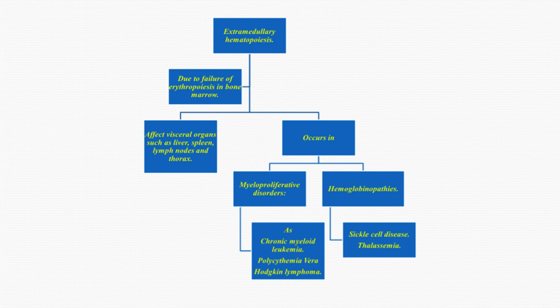Extramedullary hematopoiesis is due to failure of erythropoiesis in bone marrow. It affects visceral organs such as liver, spleen, lymph nodes, and thorax, and occurs in myeloproliferative disorders such as chronic myeloid leukemia, polycythemia vera, or Hodgkin lymphoma, or occurs in hemoglobinopathies such as sickle cell disease, thalassemia.